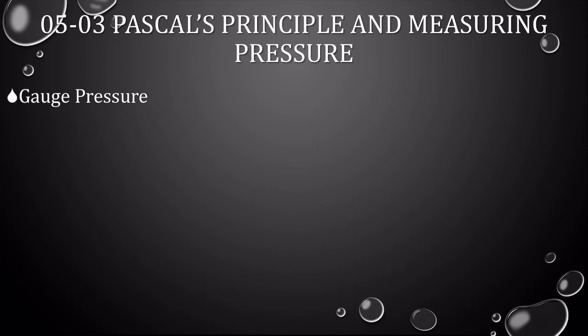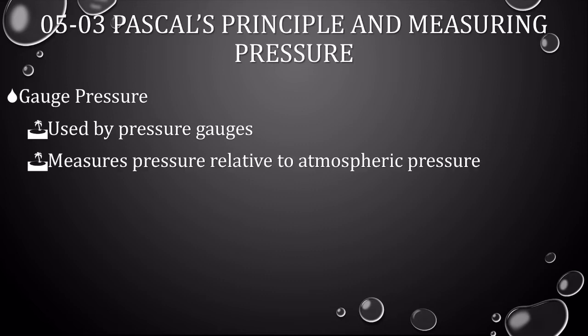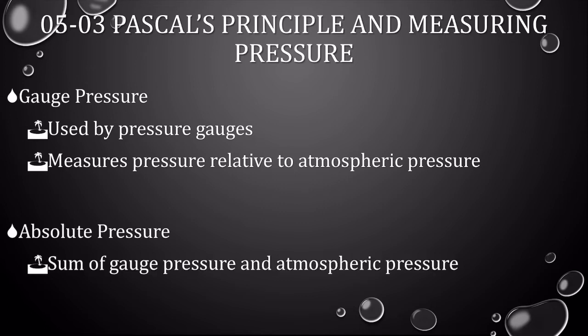All right, when we measure pressure there's actually two types of pressure. We have gauge pressure, which is used by pressure gauges, imagine that, and it measures the pressure relative to atmospheric pressure. So if you get 10 pascals, that means it's 10 pascals above atmospheric pressure. Absolute pressure, on the other hand, is the sum of gauge pressure plus the atmospheric pressure. So the absolute pressure equals the gauge pressure plus the atmospheric pressure.